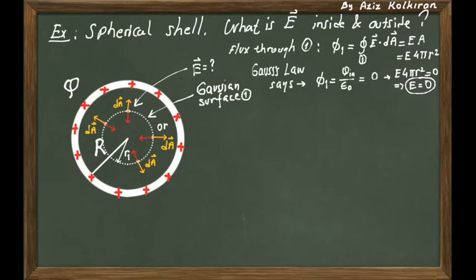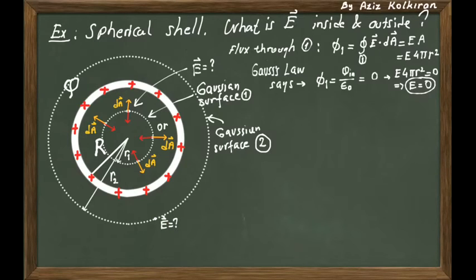So let's move on with the second part of the question. What is the electric field outside of the spherical shell? So let's again pick any point outside the shell, and we just choose an imaginary Gaussian surface that passes through this point in question, and of course the surface should contain the symmetry of the problem, and there is only one symmetry of the problem, which is the spherical symmetry.